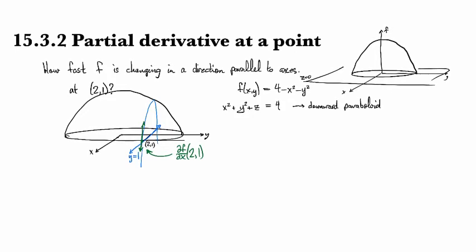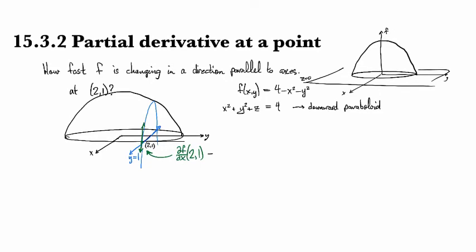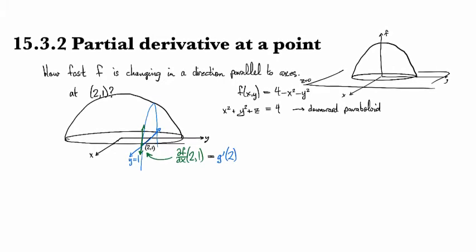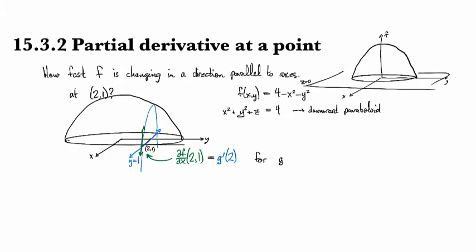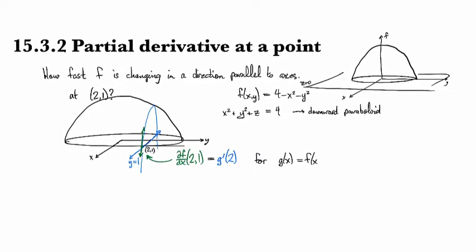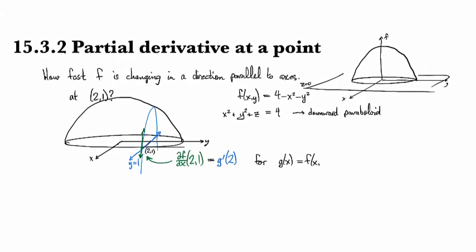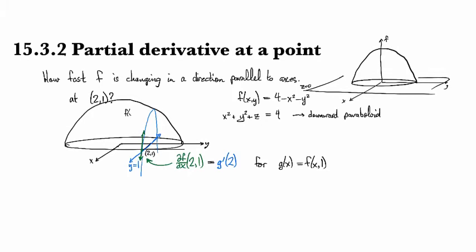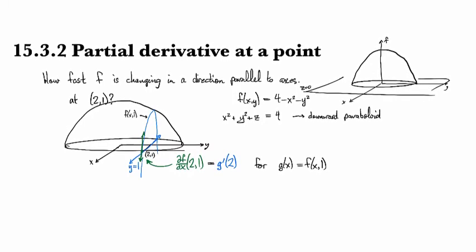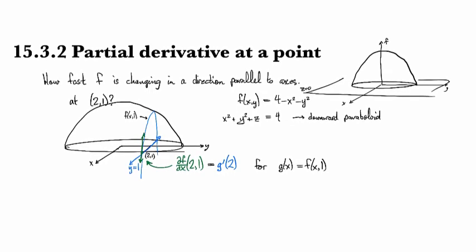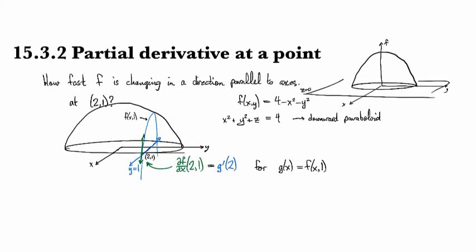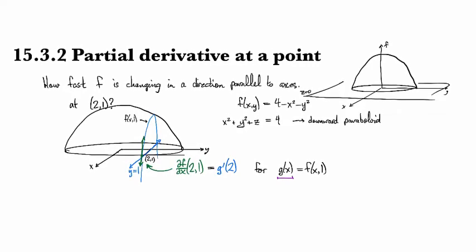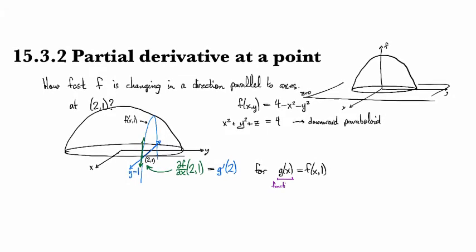All right. And so this is the same thing as g prime at 2 for the function where g of x is f of x comma 1. And f of x comma 1 is exactly this blue curve right here, right? We've fixed the y variable by constraining it equal to 1, and we're just allowing x to vary back and forth. So my key point in introducing this g here is I just wanted to emphasize the fact that this is a function of a single variable.